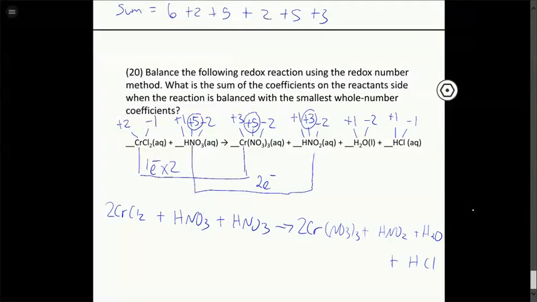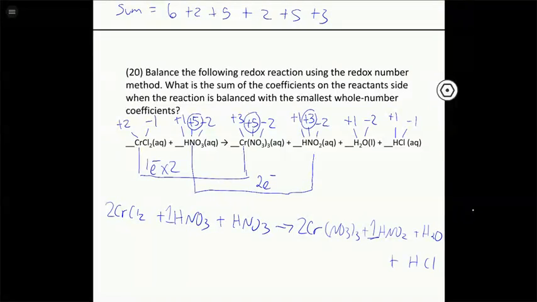These we want to keep the same coefficients that they already have because this is already a 2 electron process, so we don't want to adjust those. So one of our HNO3s, we're going to put a coefficient of 1 in front of it. And our HNO2 is also going to be 1. So we've now balanced the number of electrons, and the rest we just have to balance by inspection.